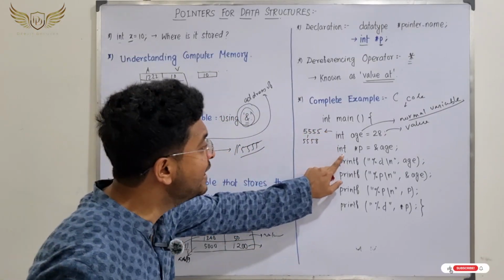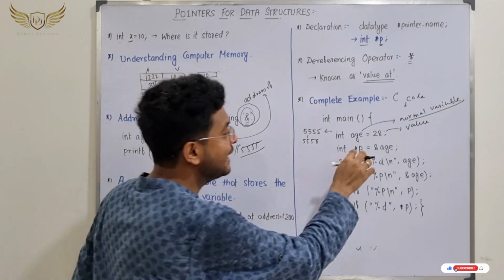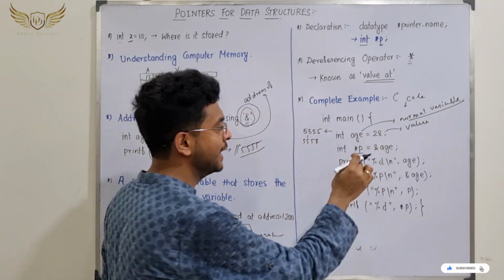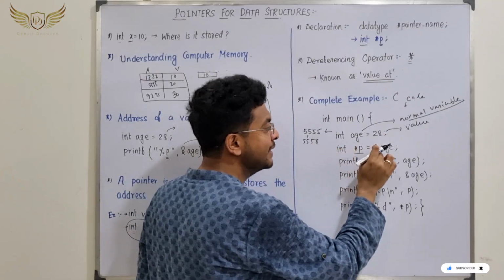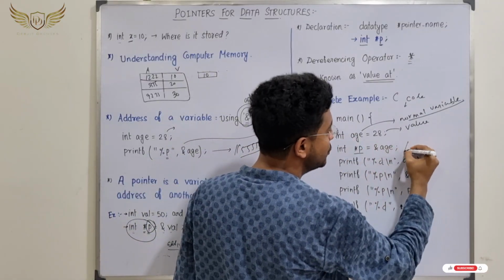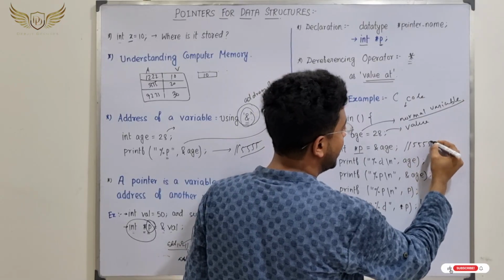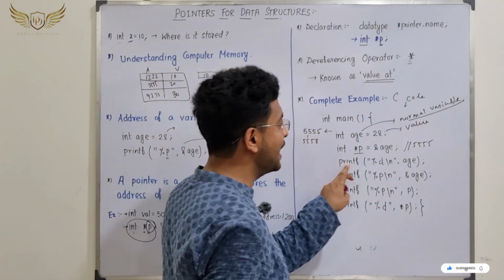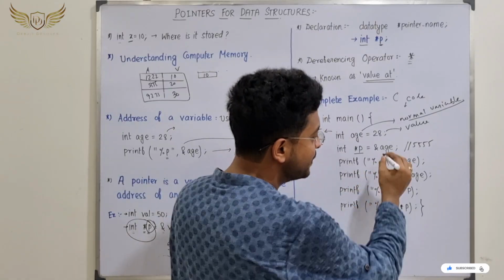Cool. Now int star p, what is the meaning of this? It's a pointer variable of type integer, which is storing the address of age. What is the address of age? 5555. So what is this storing? 5555, right?